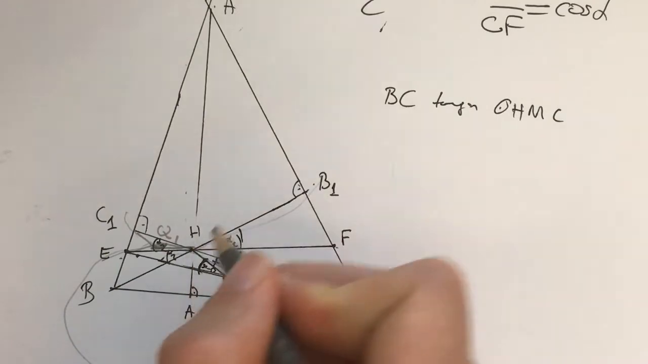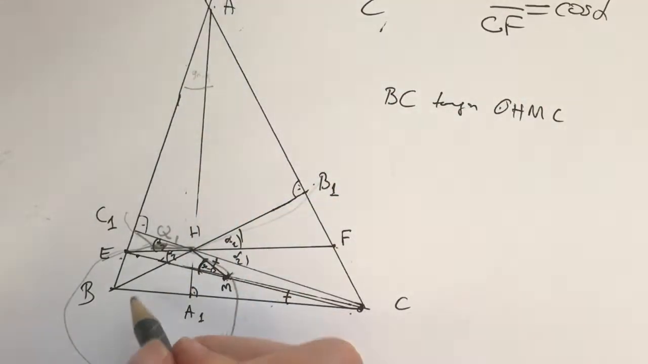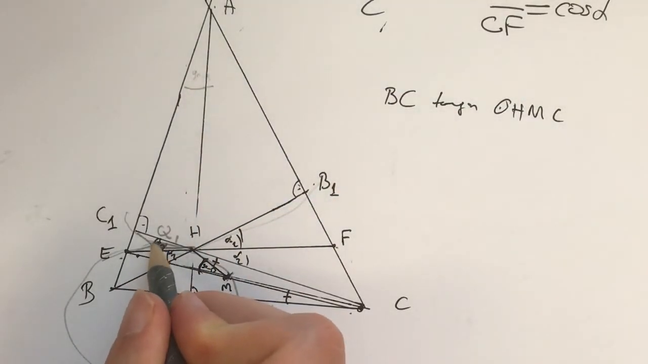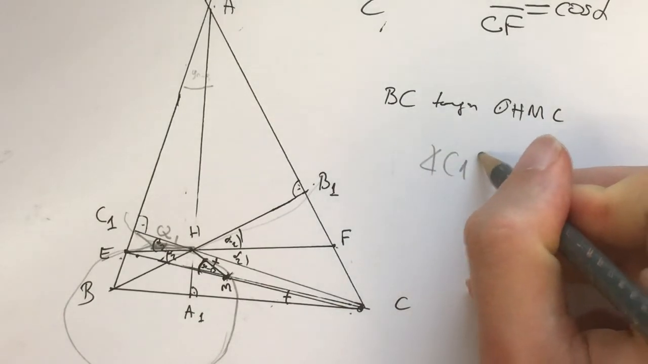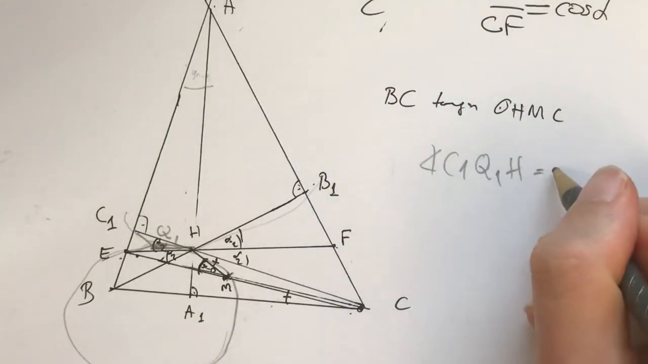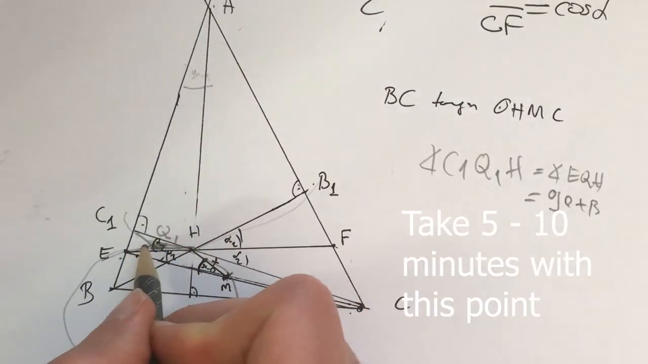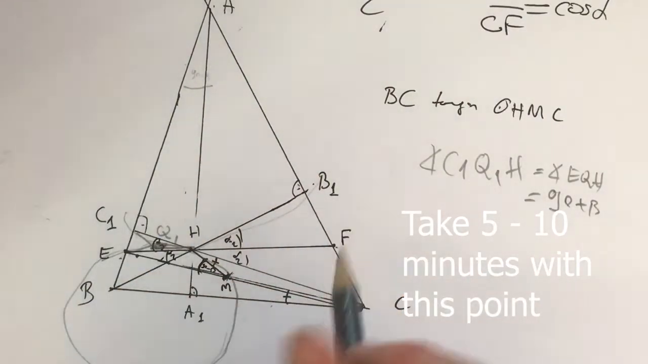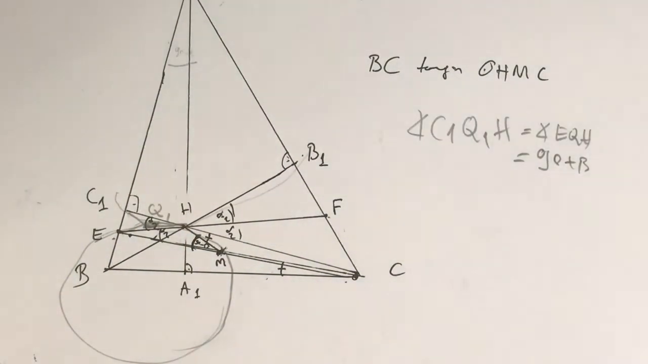This angle right here would be equal to, this is also 90, this is 90 minus beta as well. So this has some interesting, so wait, this is 90 plus beta, this is 90 plus beta. Let me write that down. Angle C1Q1H is equal to the angle EQH is equal to 90 plus beta. Now, is there anything else I can do with this? Maybe take 5-10 minutes and figure out for yourself if there's anything I can really do with this point Q. And I don't know about you, but I could not find anything useful for this point Q.